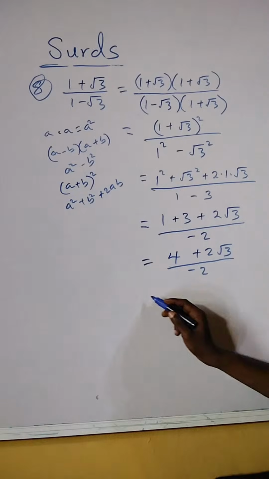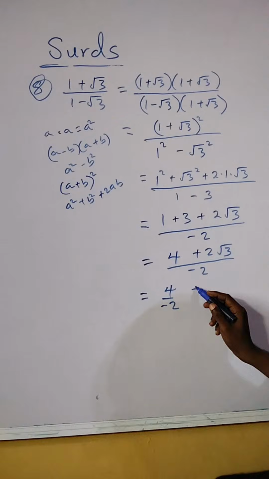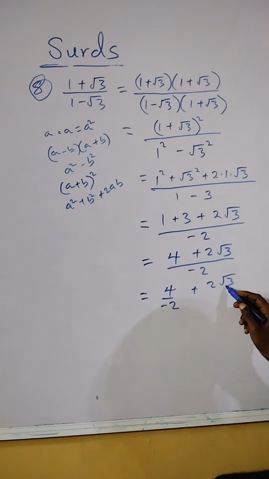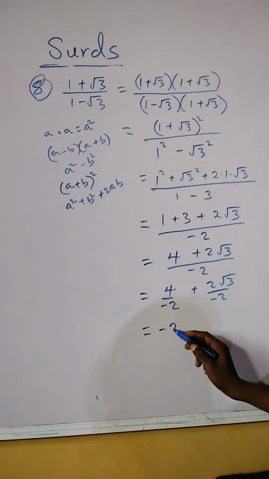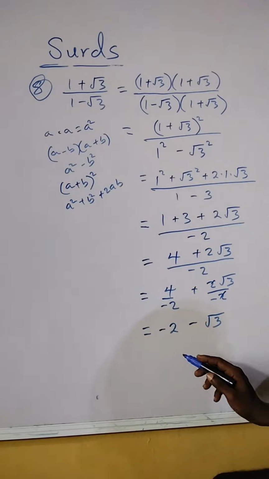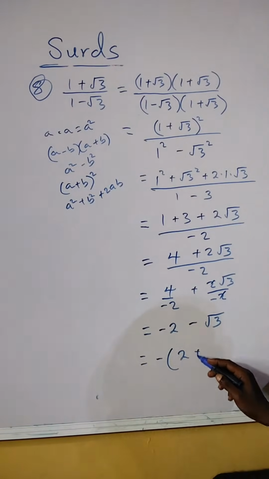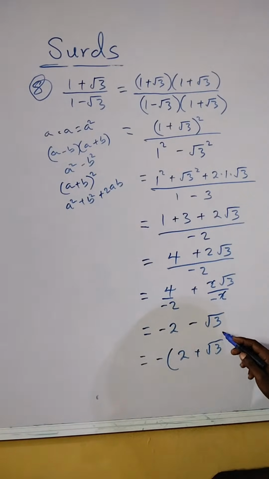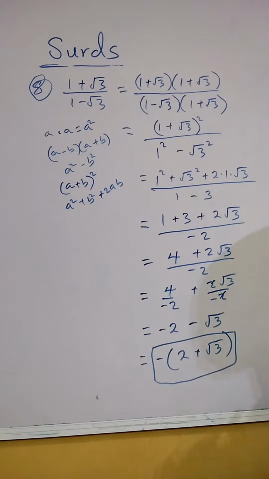And when we separate this into two fractions, we have 4 over minus 2 plus 2 root 3 also over minus 2. That is, 4 over minus 2 is minus 2. Then plus over minus is minus, and 2 cancels 2, and we have minus root 3. And when we factor minus out, we can say this is minus into bracket 2 plus root 3. That is, here we have this as the simplified form of the given problem.